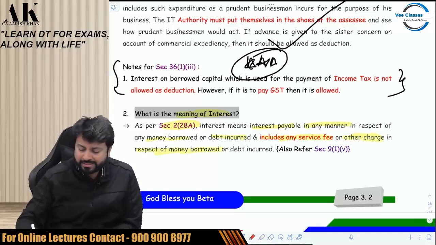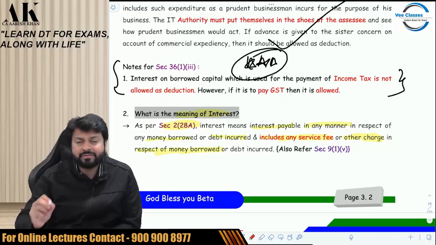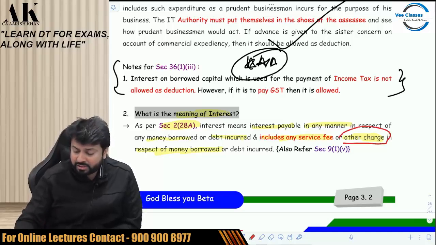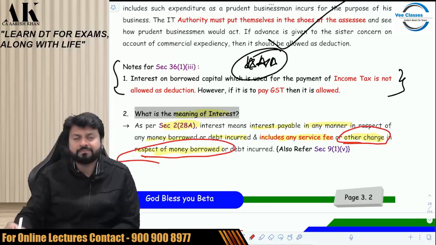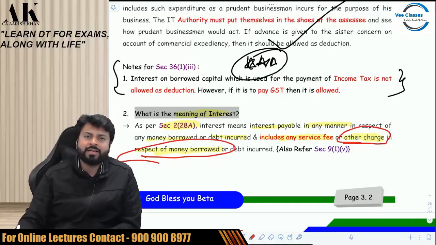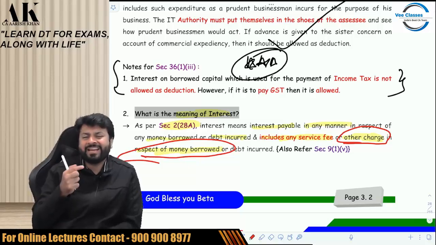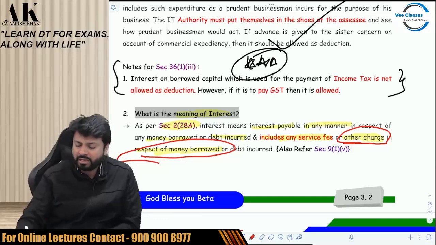And therefore the court said that this 1 lakh rupees can be called as other charge in respect of money borrowed. You have borrowed money, and this 1 lakh rupees you are paying in respect of this borrowed capital only, and this can be treated as any other charge in respect of money borrowed, and therefore this amount of 1 lakh can be called as interest.